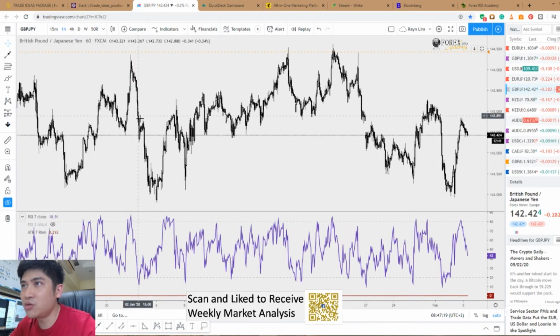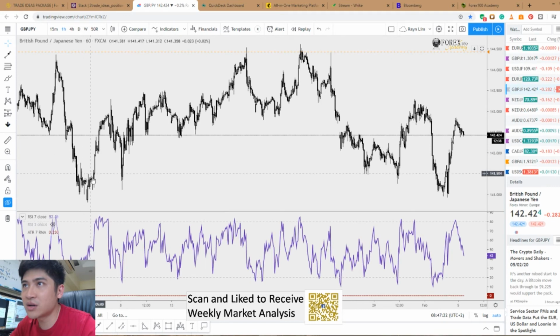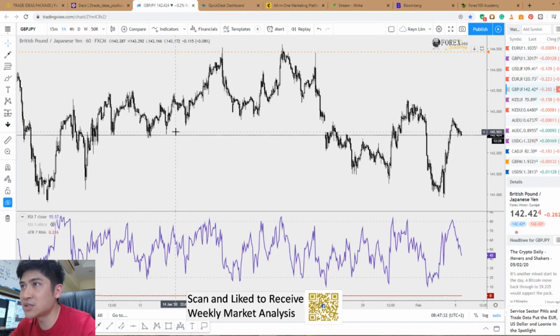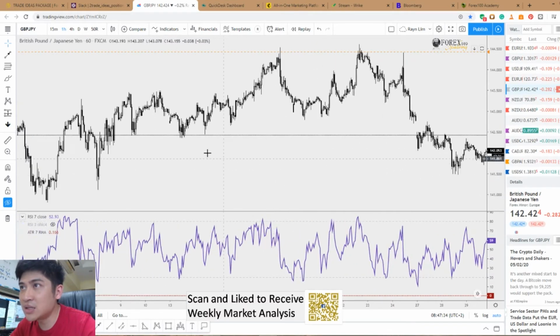New break of the low over here. Let's see from here. Market broke and closed above the high, then came down. It didn't break the support, it seems, but it didn't. It broke below, but it didn't close below.